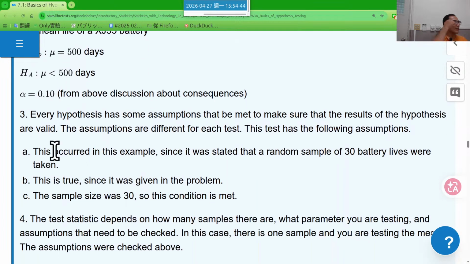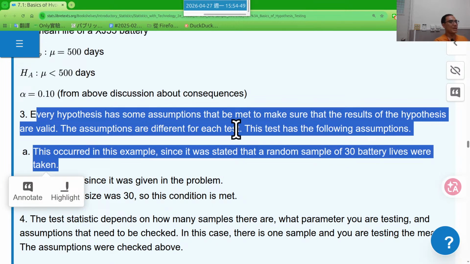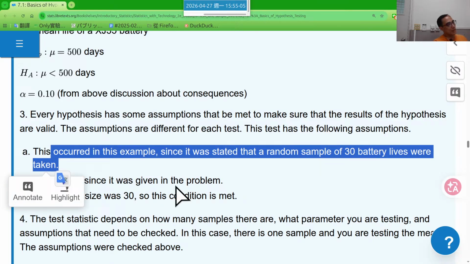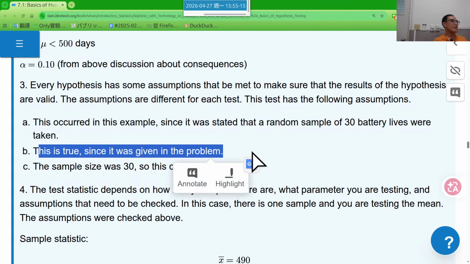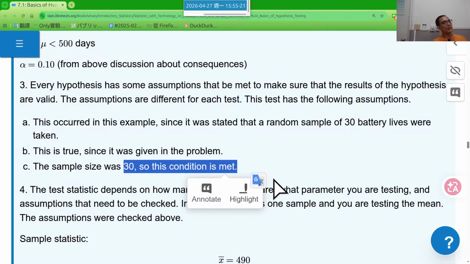Okay, here, every hypothesis test has some assumptions that must be met to make sure that the results of the hypothesis test are valid. The assumptions are different for each test. This test has the following assumptions. The first occurred in the example, since it was stated that a random sample of 30 batteries' lives was taken. This is true since it was given in the problem, and the sample size is 30. So the condition is met.